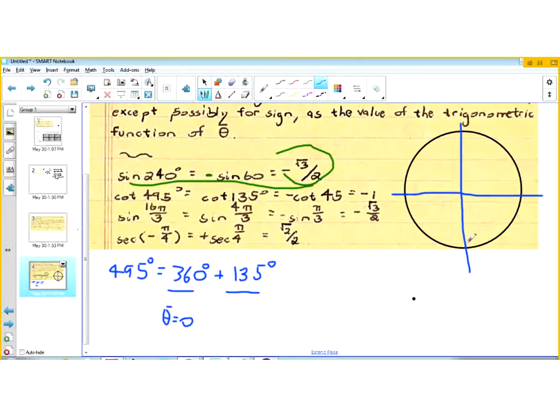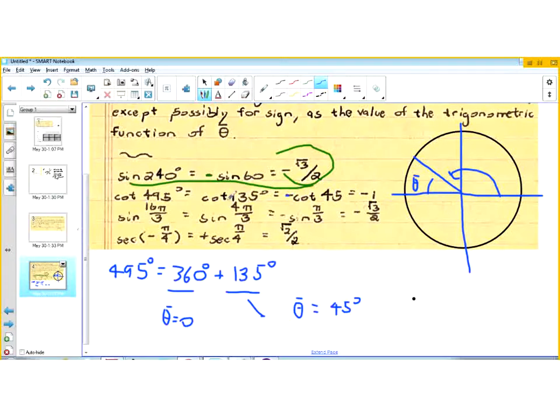So 135 is 90 plus 45. So here's 135 degrees right here. That means that theta bar is this angle. So theta bar for this would be 45 degrees. All right, so then we just take the cosine of 45 degrees, which is the square root of 2 over 2, and being in quadrant 2, we would have to negate the result.